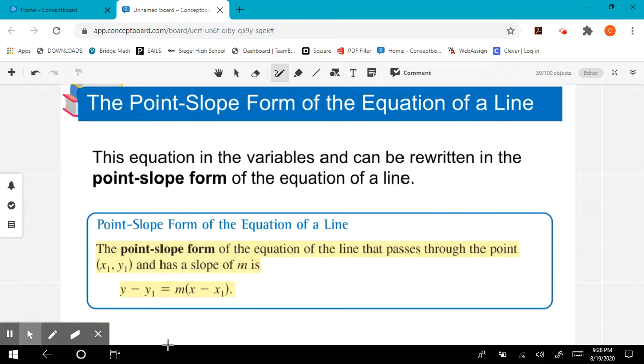Here is the point slope form of the equation. Notice it is very similar to the slope. If we were to solve this for m, we would divide both sides by x minus x1, and it would be y minus y1 over x minus x1. That's sort of like the slope. The difference is that the x and y here are the x and y that end up in your equation. (x1, y1) is any point on the line, and m is still the slope. So the point slope form of the equation is y minus y1 equals the slope times x minus x1.